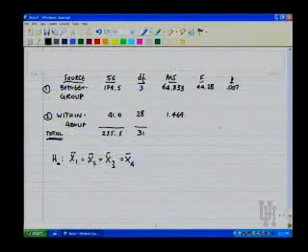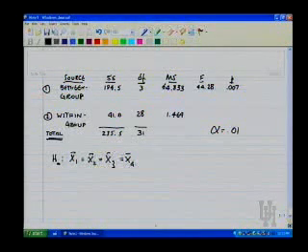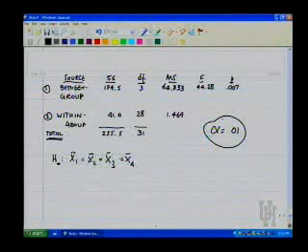Let's assume that we've established alpha equal to 0.01. That is, we're willing to take a 1 in 100 chance of committing a type 1 error.